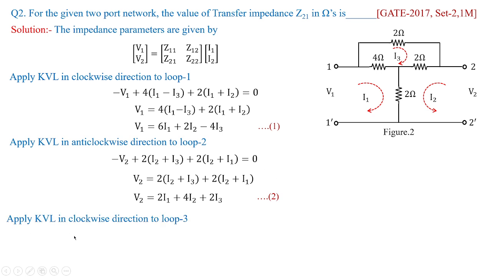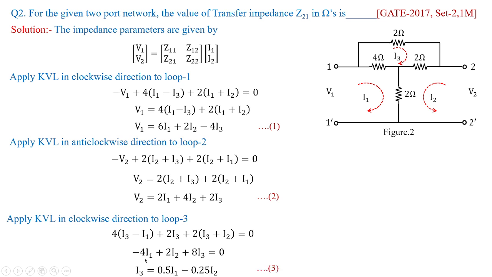Now framing equations 1 and 2, let us frame another equation, that is for I3. So applying KVL in clockwise direction to loop 3, I'm going to get I3 equal to 0.5 I1 minus 0.25 I2 as equation 3. You please comment in the chat box whether you got the same equation or not, especially with the third loop.